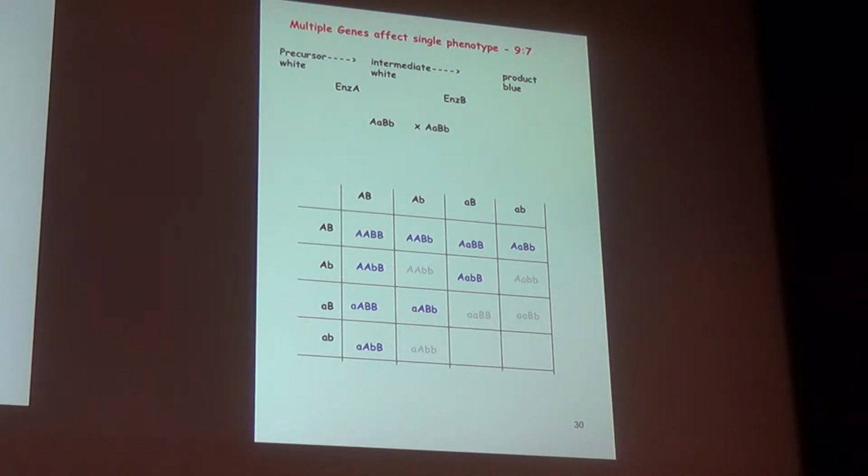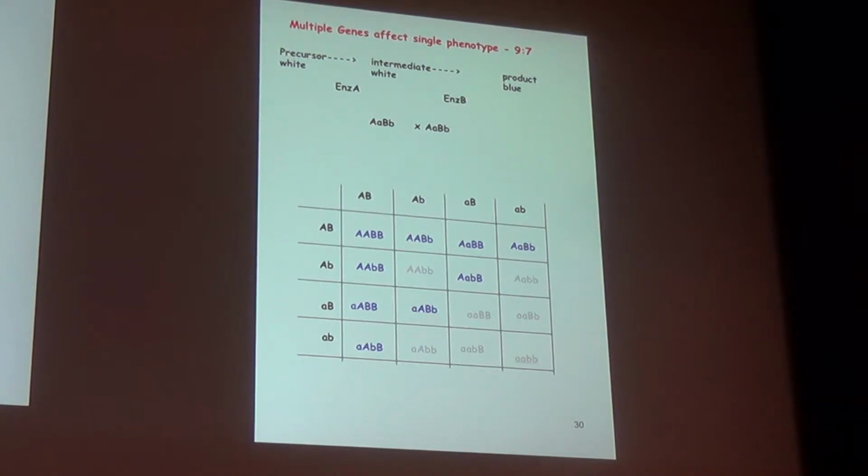Little a, big A, little b will be white. White and white. So when you get a ratio that is 9 blues and 7 whites, again, it's recessive epistasis, but it's recessive epistasis such that the intermediate and the precursor have the same color or the same phenotype. There's no fluctuation in those phenotypes, so you can't distinguish the steps.